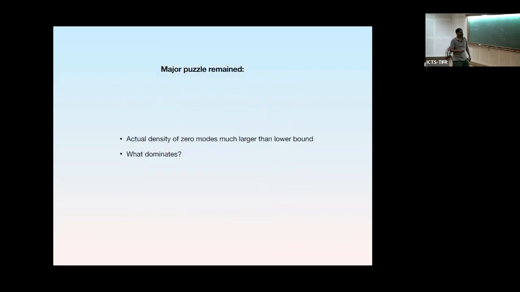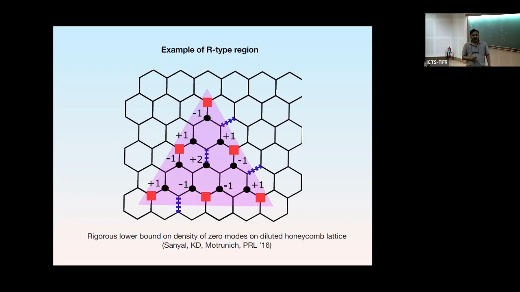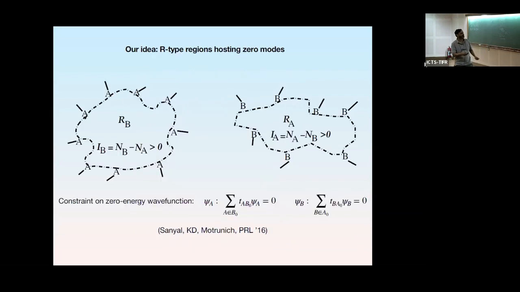But the major puzzle remained. Yeah, it's a zero mode. It's just counting. You count how many B sites you have to write down the Schrodinger equation on. It's one less than the number of A sites on which I can put variables. So in this case, the difference is one. I've just rigged it up so that I_B is one, or I_A is one.